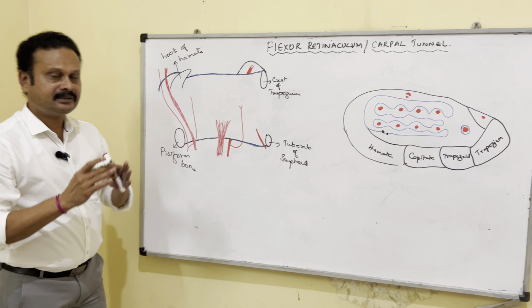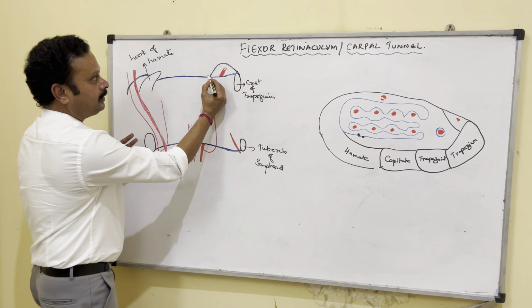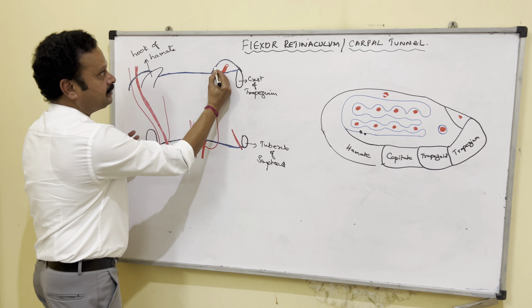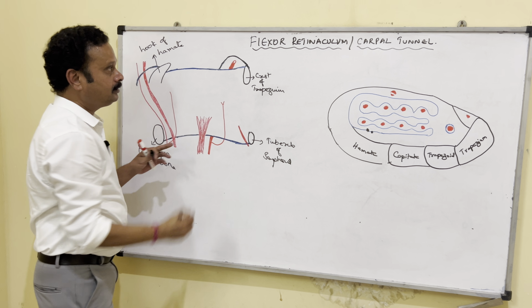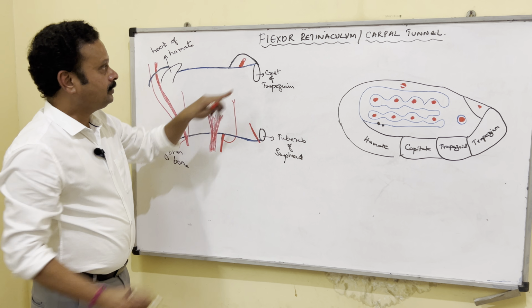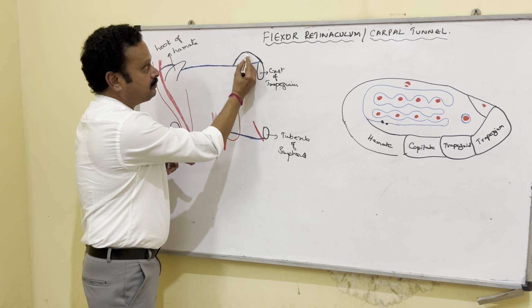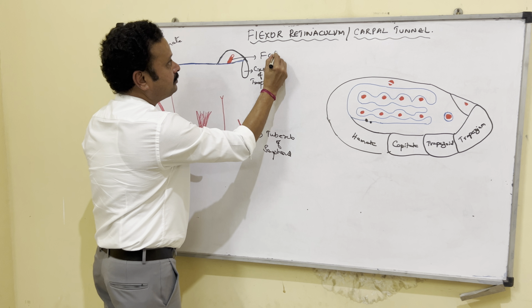It has extensions. Along the lateral side, a deep slip extends like this from the retinaculum to the groove present on the trapezium, and this slip forms an additional compartment through which the flexor carpi radialis muscle passes.